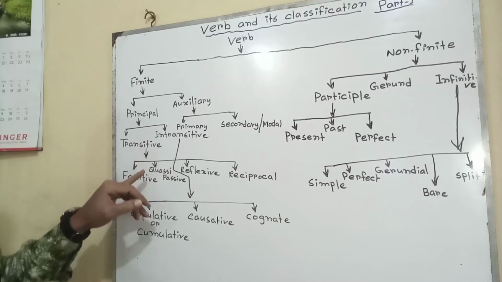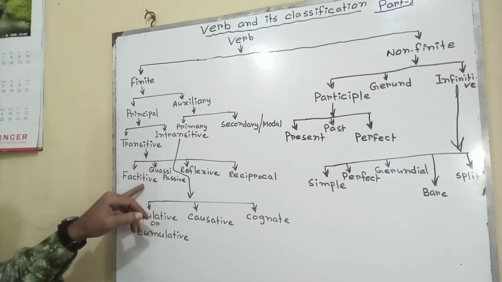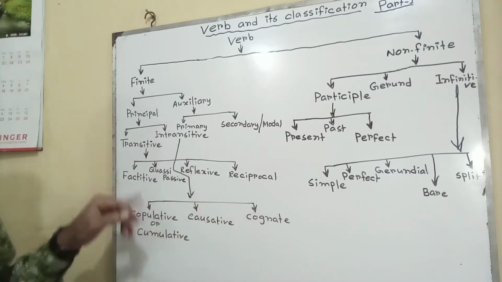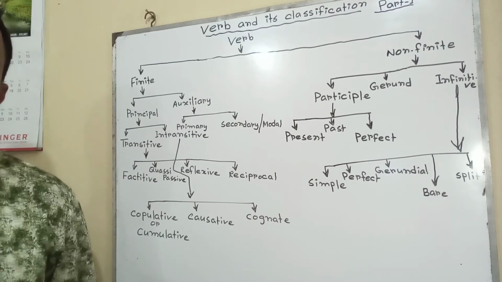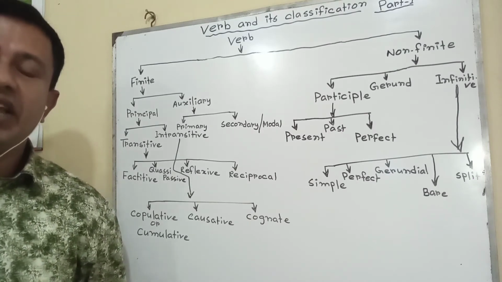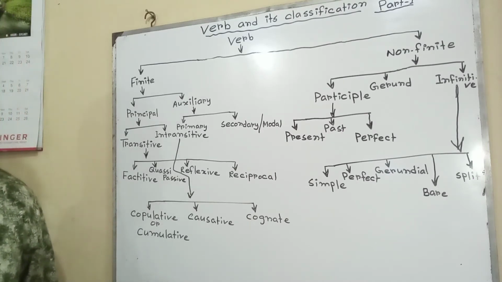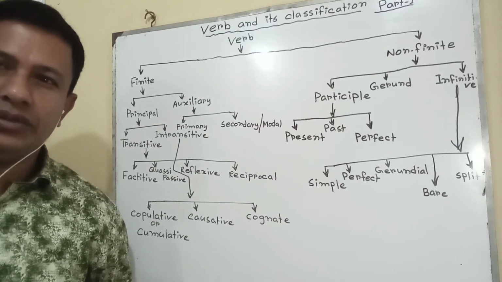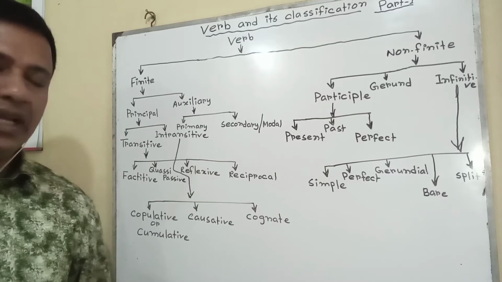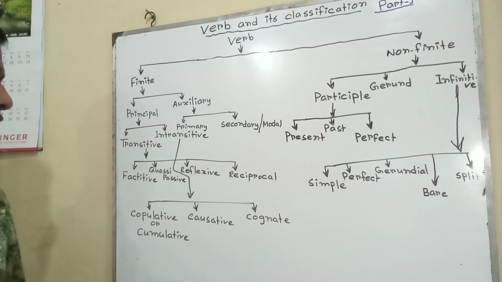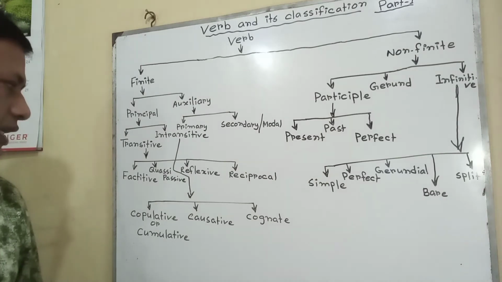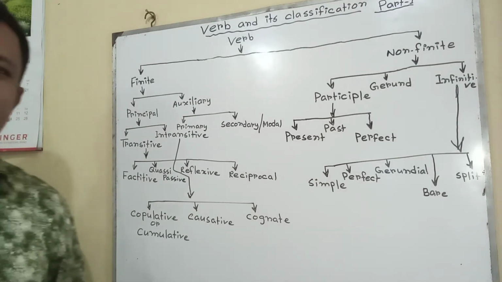Then transitive verb. Transitive verb is categorized into four types: factitive verb, quasi-passive verb, reflexive verb, reciprocal verb. Sometimes we see that after having an object, the verb cannot make the sentence meaningful without the help of another noun or complement word. At that time, it is called a factitive verb.